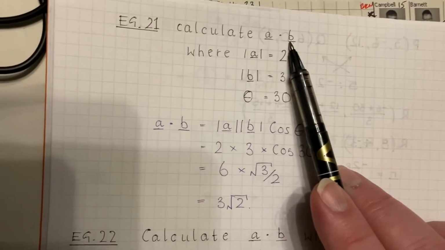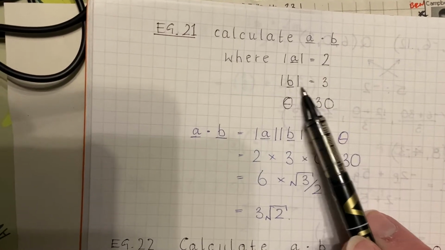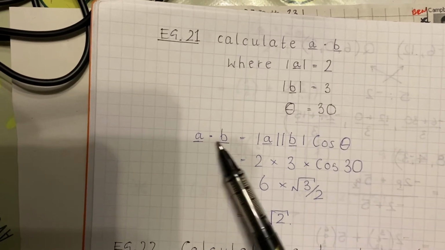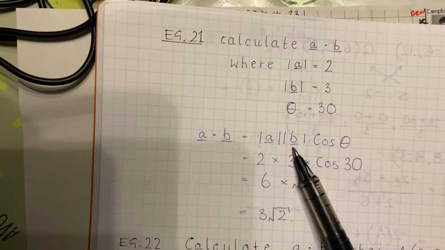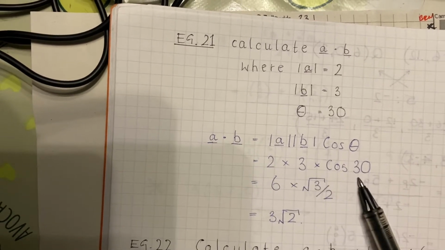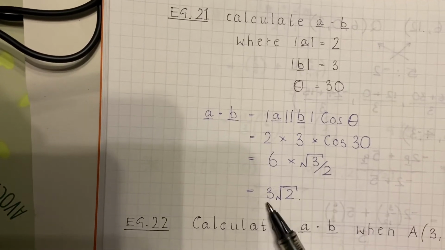So looking at these two in kind of simple terms. So here, calculate A dot B, where you're given the magnitude of A is 2, the magnitude of B is 3, and the angle between them is 30. So A dot B is the magnitude of A, magnitude of B, cos of the angle between them. So 2 times 3 times cos 30. 2 3s are 6. Cos 30 is root 3 over 2, so it's 3 root 3.